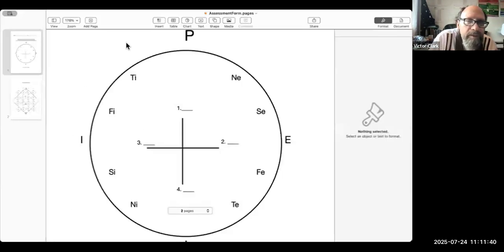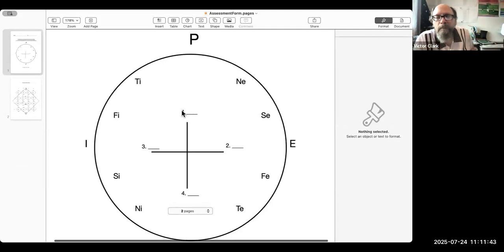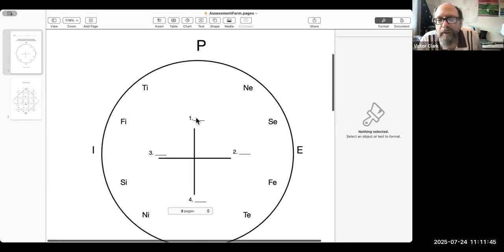So we mentioned that the dominant function is in the first place, up here at the top of the cross, and the auxiliary function is in the second place here.